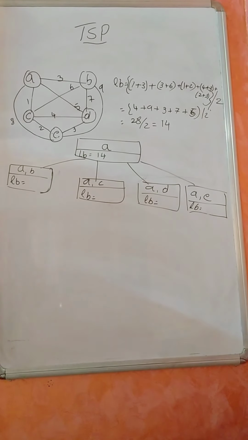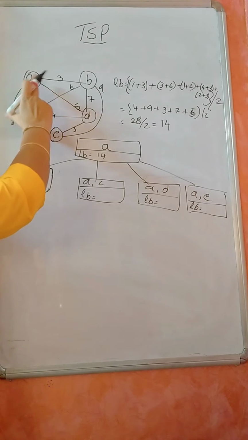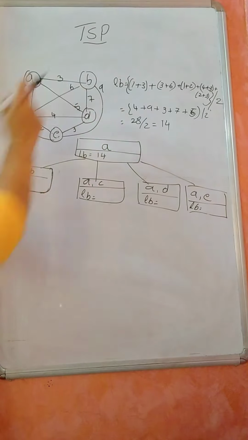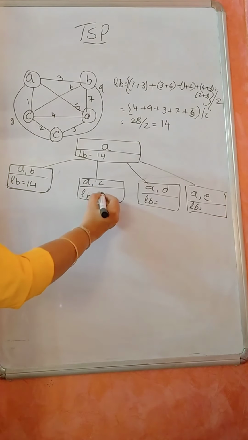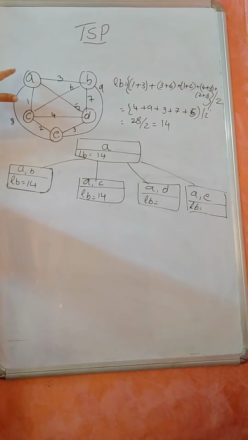So what is the lower bound you are getting? Compulsorily I am moving A to B. A to B means 3 plus 1 more, 3 plus 1 is 4. So the same thing I will get, it is 14. Now A to C. Here also I have considered A to C, so there will not be any change. Here also this will be 14. Now A to D is fixed.